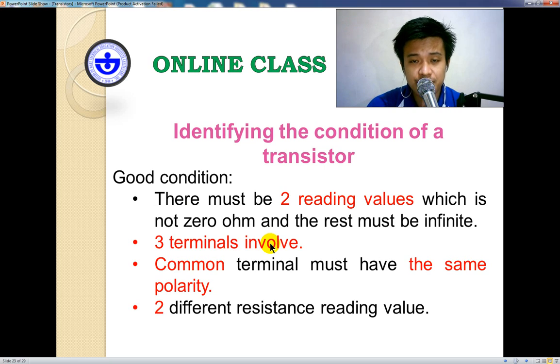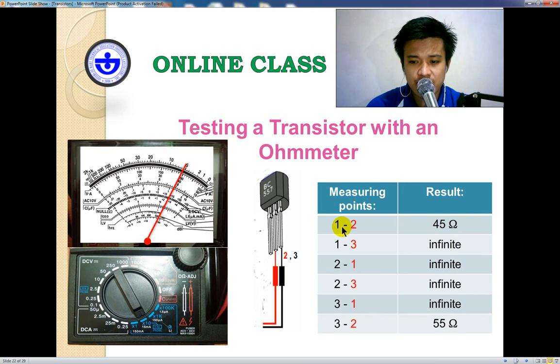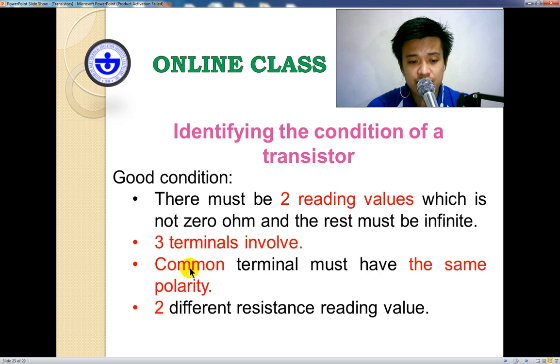Then three terminals involved. It means terminals 1, 2, 3 should be there. Of course, it's referring to the part where you can get the two readings. So let's try to check. The first reading is we have the terminal 1 and 2. Then the second reading we have terminal 3 and 2. So it means there are three terminals involved. Terminal 1 is here, terminal 2 is here, terminal 3 is here. That's true. The second part is correct.